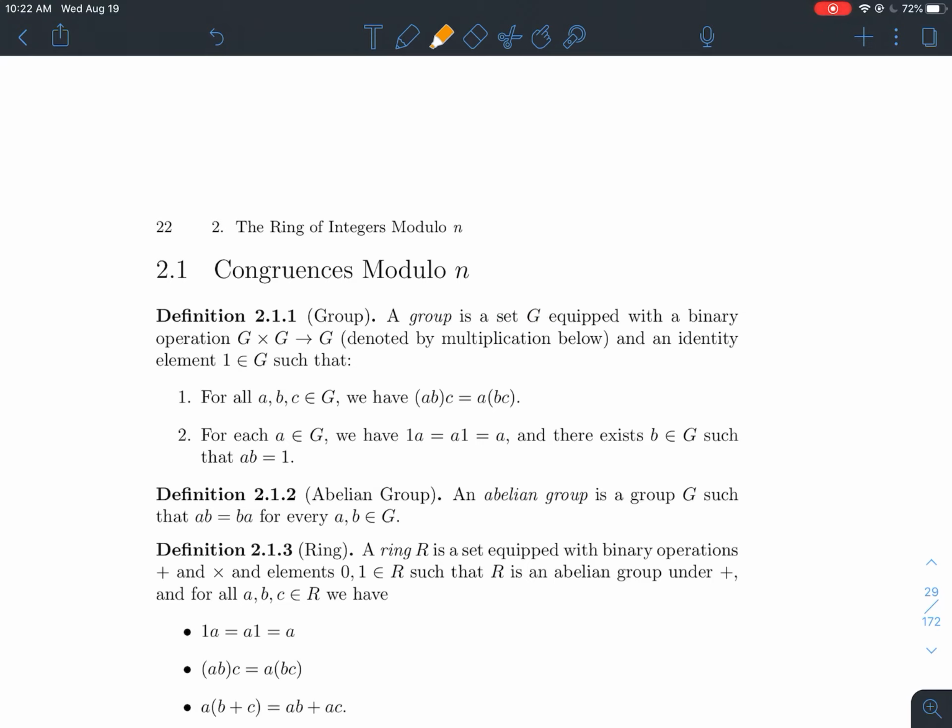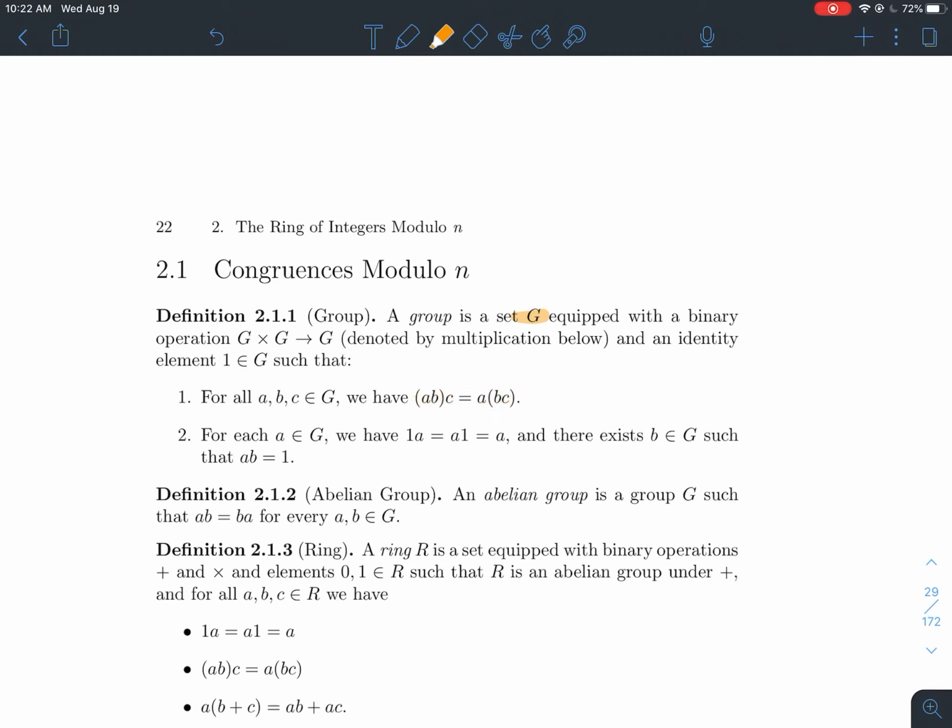So what should we have? I should have a set where it makes sense to do some kind of operation to the elements in that set, and there should be an identity element in that set. So here are the properties that this should have. So I should have this associative property here. I should be able to place parentheses wherever I want and get the same result when I do the group operation.